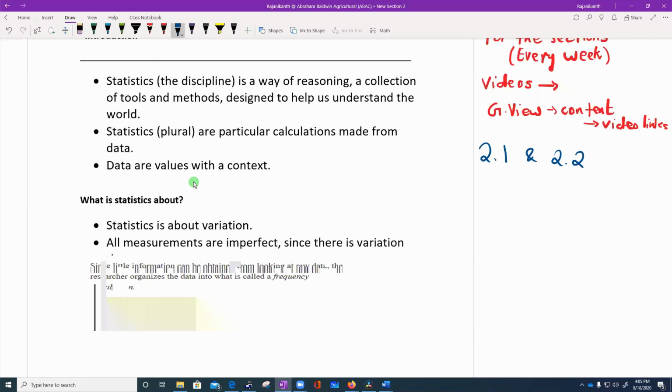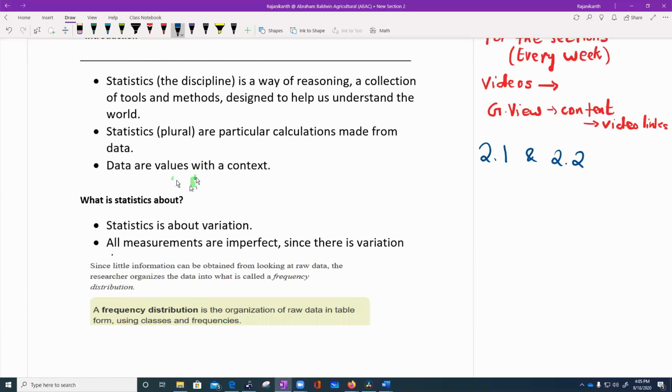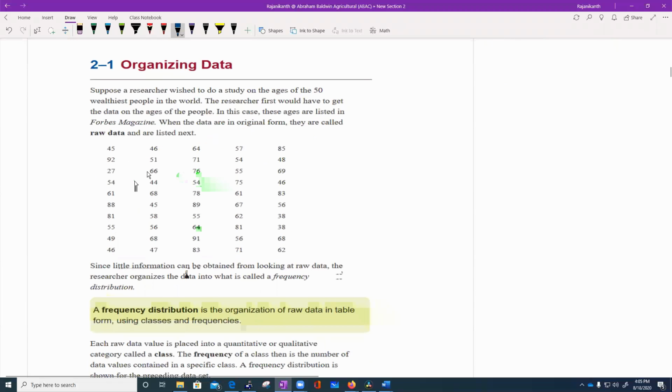So first of all, we need to look at our data. If you are given a set of numbers in your data, that is called the raw data, right? Raw data means the data is given directly without any change, all the values, just numbers. So if you see a set of numbers, that is raw data. If you are given raw data, our task is to organize those data values in a systematic way.